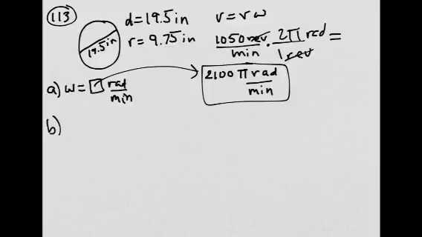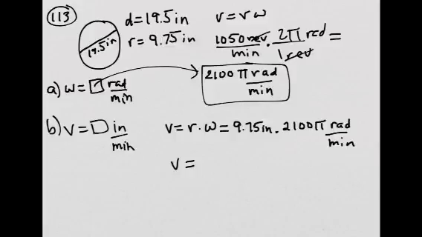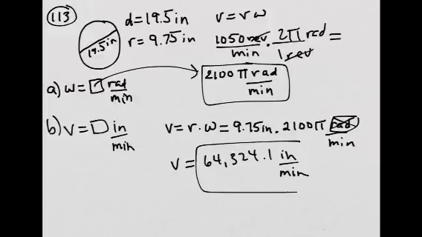For B, they want linear velocity, so they want V in inches per minute. So let's set that up. So when you put this into the calculator, and remember radian is unitless, that's not going to be part of our answer. It's inches per minute, our units. So 64,324.1 inches per minute. And that would be the answer here.